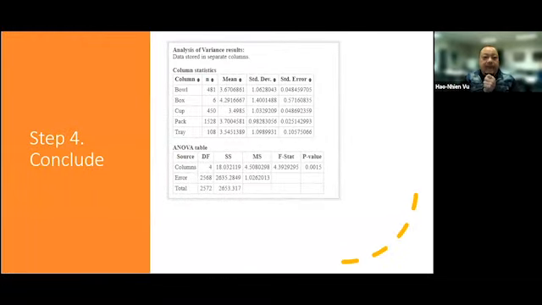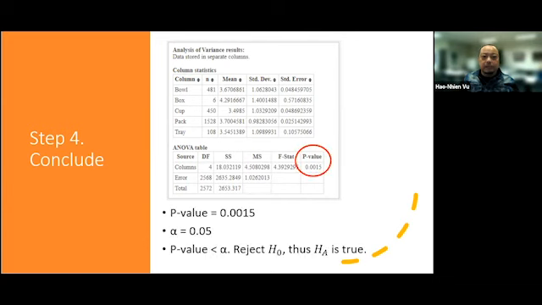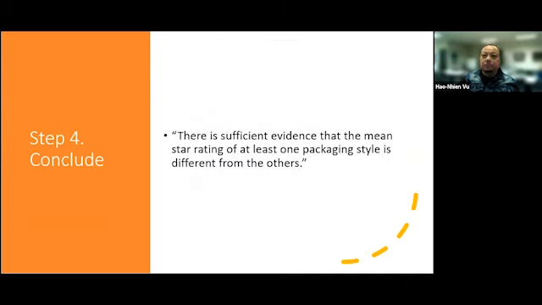Awesome. Now that we have the results, let's write our conclusion. The p-value is here, and it's very small, less than alpha. Therefore, we reject H0, and that means HA is true. The written conclusion is there is sufficient evidence that the mean star rating of at least one packaging style is different from the others. See how I have the context here?